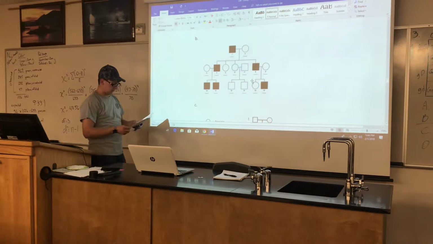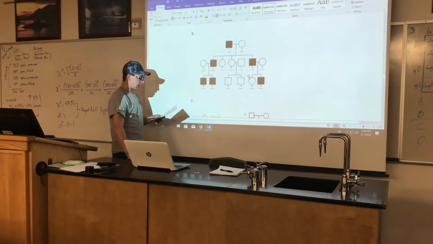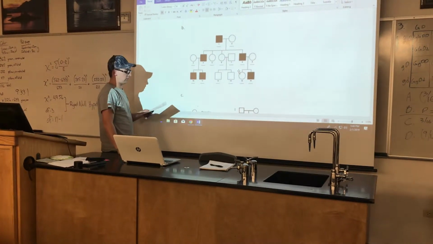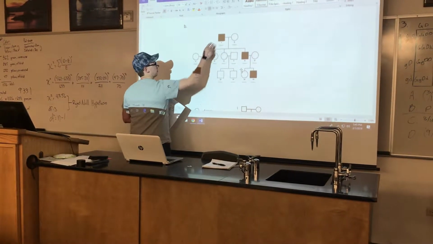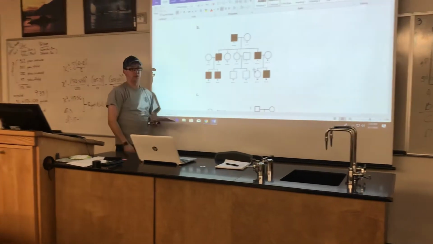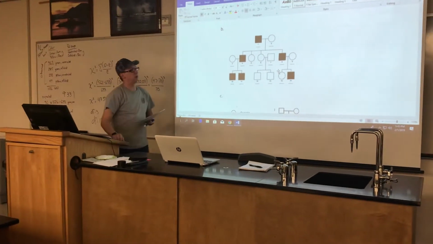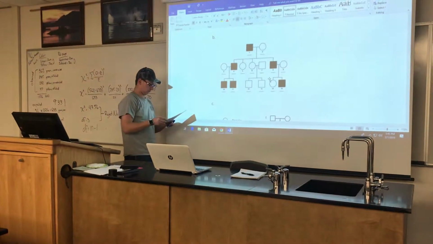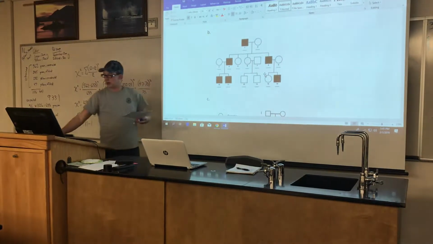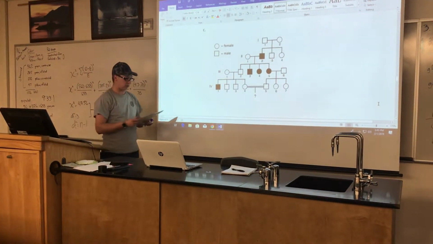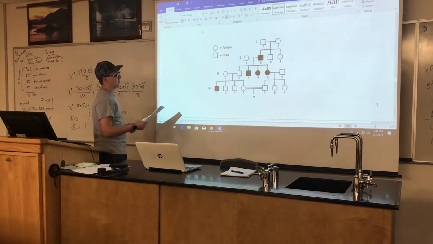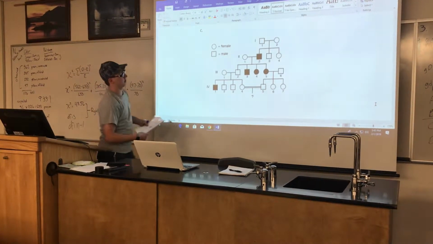For letter B, we have Y-linked due to the fact that only males were affected, and every single male that was affected had a father that was affected. So it was handed down from father to son only. And letter C. So letter C, we picked X-linked recessive because it skips a generation.